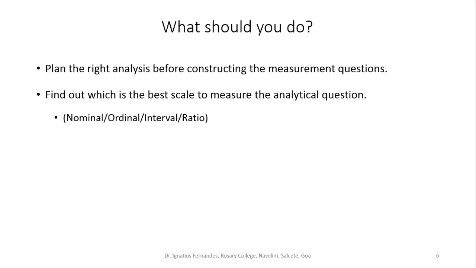Next is to find out which is the best scale to measure the analytical questions. And there are different measurement scales that are involved: nominal, ordinal, interval, ratio. Nominal is when you have data which involves males and females. Okay. Ordinal is sort of a Likert scale. You are trying to rate something on a scale of, say, 1 to 5, 1 to 10. This scaling is something that we'll be talking about in future. But most importantly, at this stage, you should know that you have to define your measurement scale correctly and in line with your analytical question.